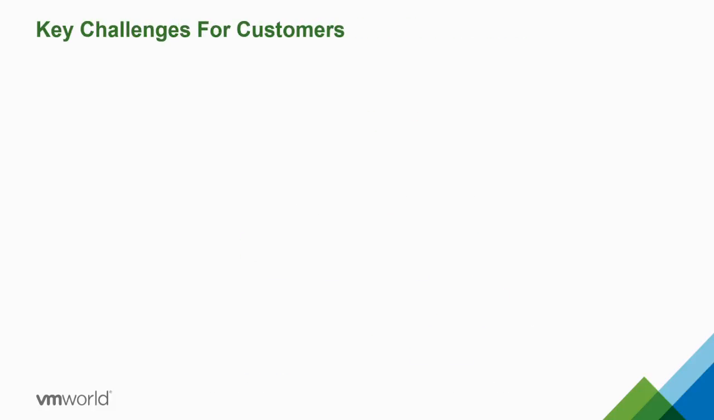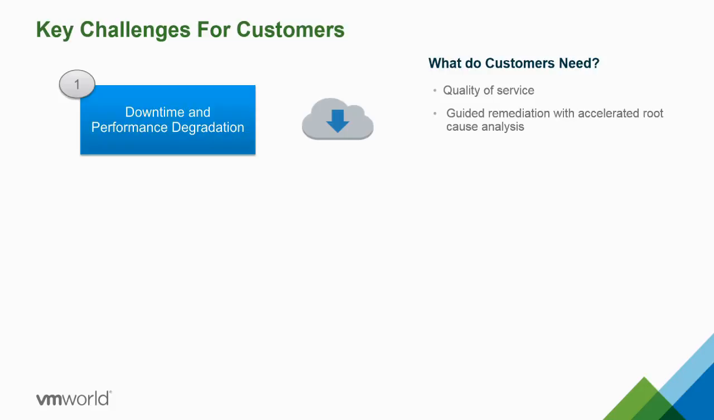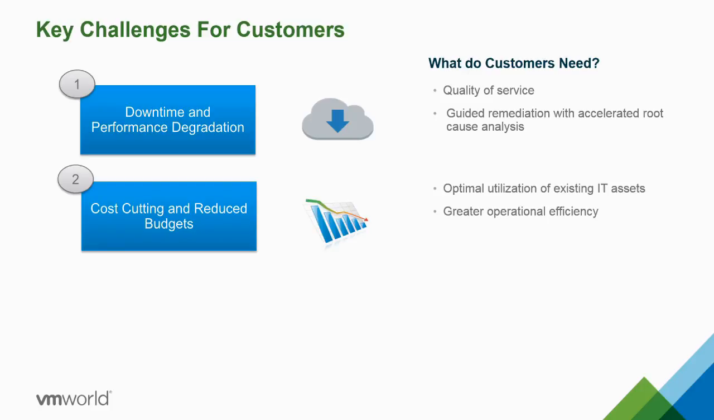Now, based on our conversations with customers, I'd like to give you the top 3 challenges that you're facing, right? Of course, downtime and performance degradation, number 1. The second one, as we saw earlier, is reduced or flat IT budgets. What that means is that you need a solution that gets the most efficient use of your resources and also enables the team to be more productive, so you can do more with less budget and less time.